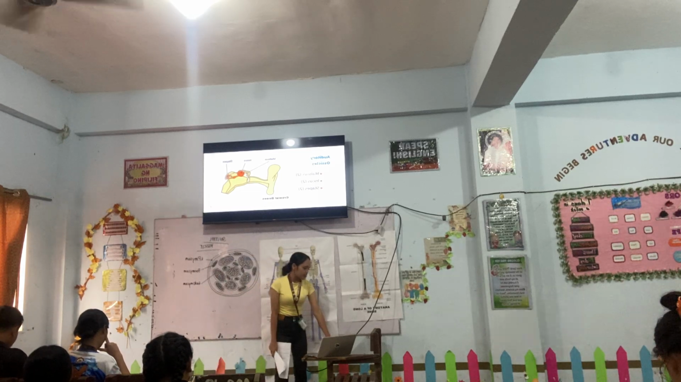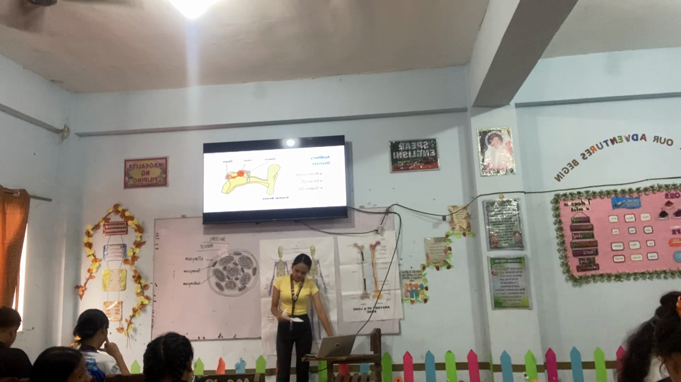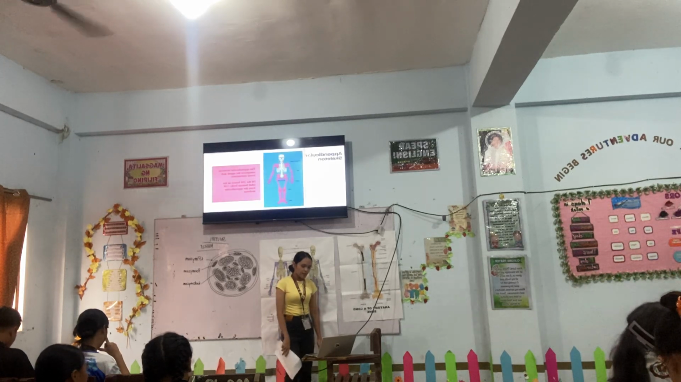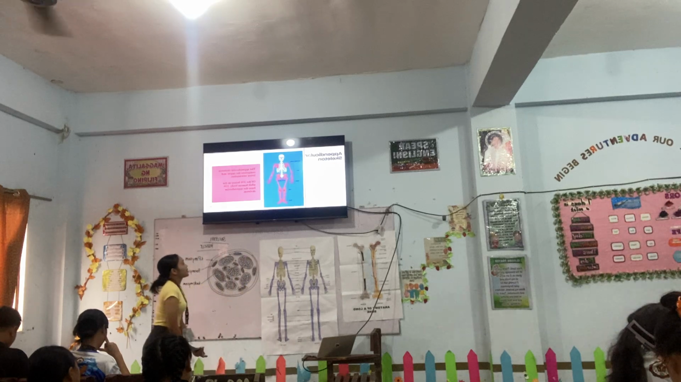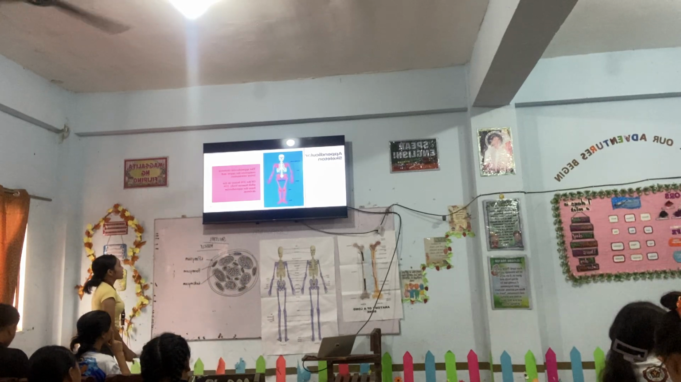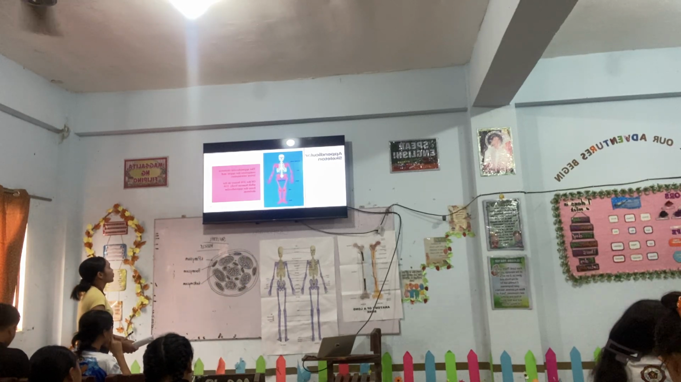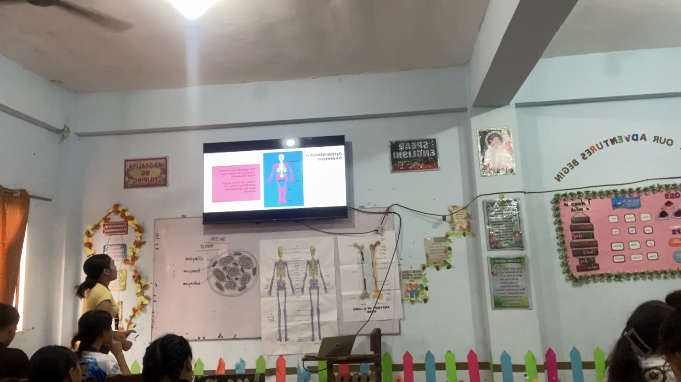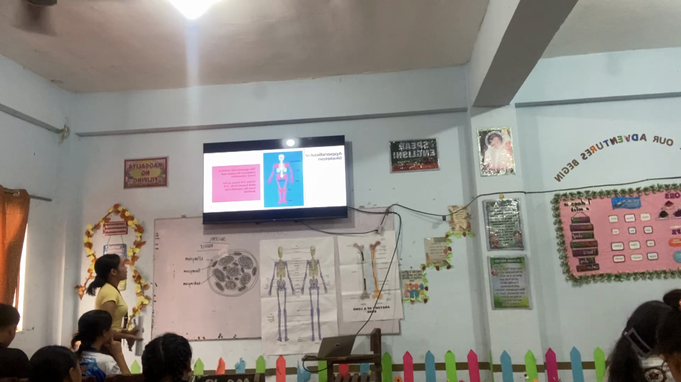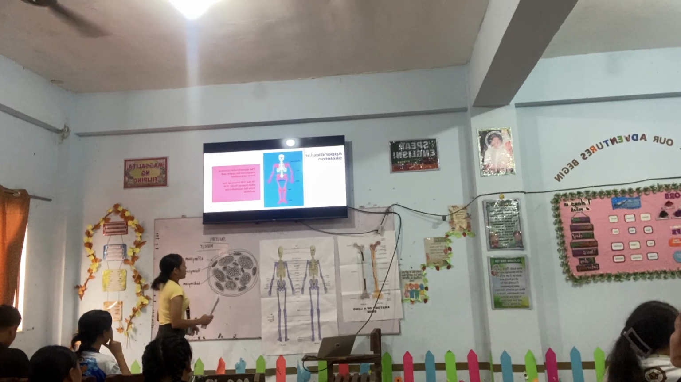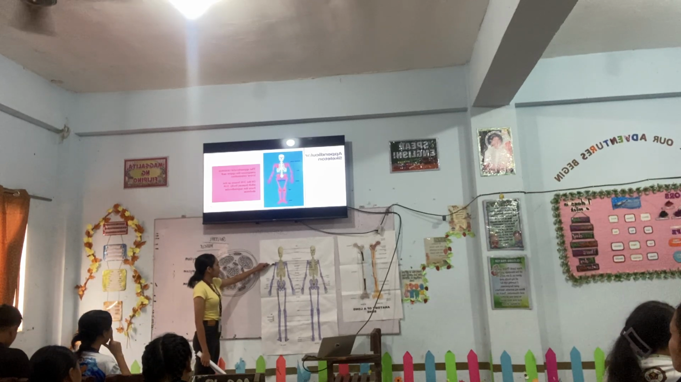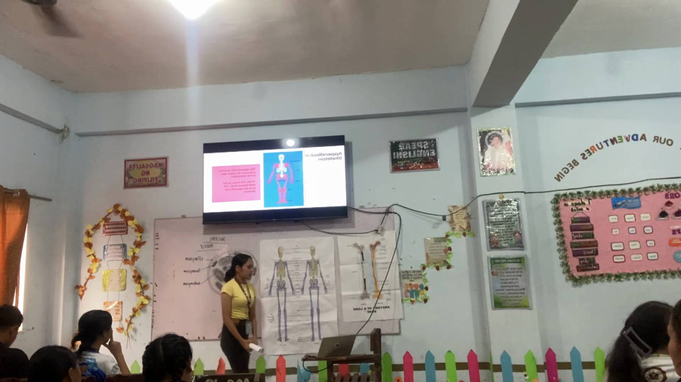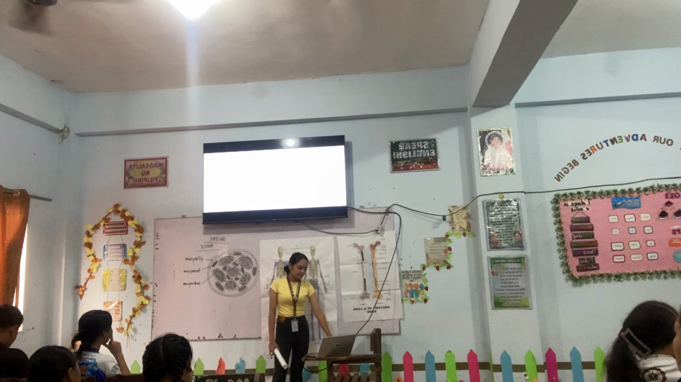Now, let's move on to the second main part of our skeletal system, the appendicular skeleton. The appendicular skeleton comprises the upper and lower extremities. Of the 206 bones in the adult human body, 126 form the appendicular skeleton. It is made of our upper extremities and our lower extremities.